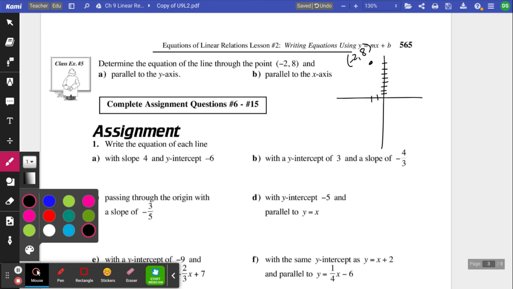Okay, -2 and 8, and it says determine the equation of a line that is parallel to the y-axis that goes through that point. This is the y-axis, right? Parallel would be this way. What's the equation of that line? X equals -2. All right? What if I wanted to be parallel to the x-axis going through that point? Parallel to the x-axis would go this way. What's the equation of that line? Perfect, good.